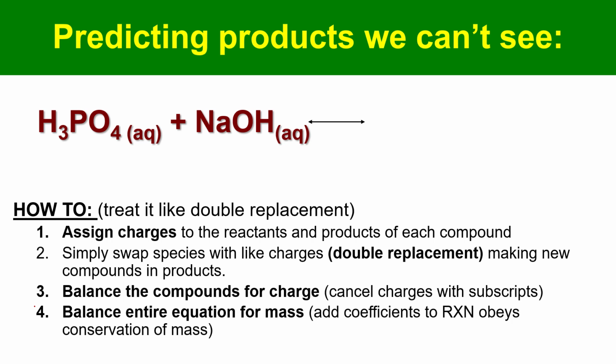So I'm going to go to my periodic table if I don't have it memorized and say, what's the charge of a hydrogen? Well, that's a +1. What's the charge of phosphate? Well, that's a polyatomic ion. Got to go to table E, and that is a 3-. Sodium ion, group 1, so it's +1. Hydroxide, table E, that's a -1.